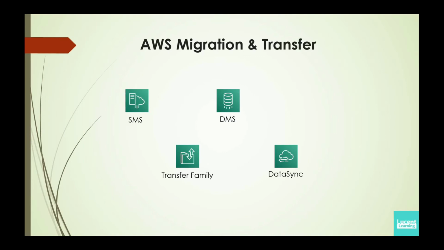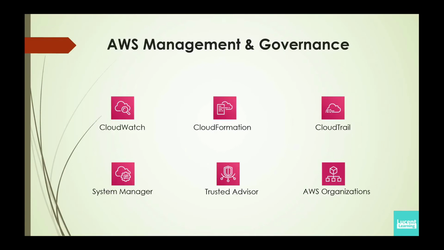Okay, let's go to the next slide, which is AWS Management and Governance. AWS Management and Governance includes a lot of services which comprise CloudWatch, CloudFormation, CloudTrail, Systems Manager, Trusted Advisor, AWS Organizations.